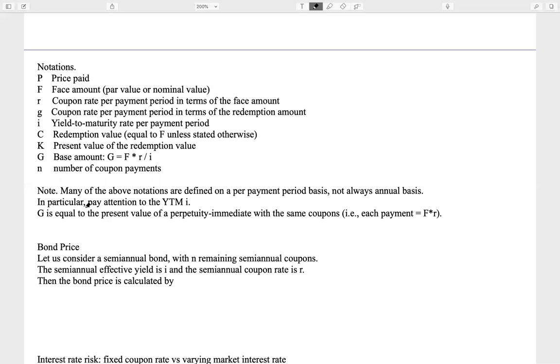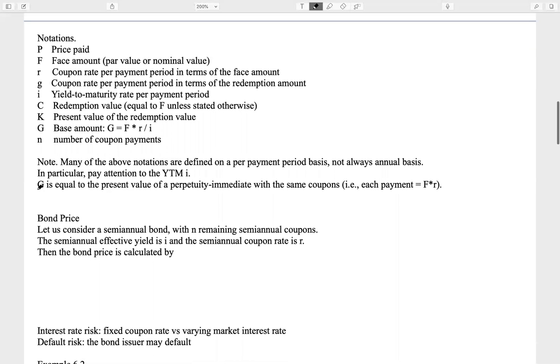In particular, I mentioned to pay special attention to the yield to maturity i. Here, let's discuss a little more of this base amount. So F is the face amount, base amount. r is the coupon rate. So F times r will be the size of each coupon, divided by the interest rate or the yield rate per payment period. This is the present value of a perpetuity immediate, right?